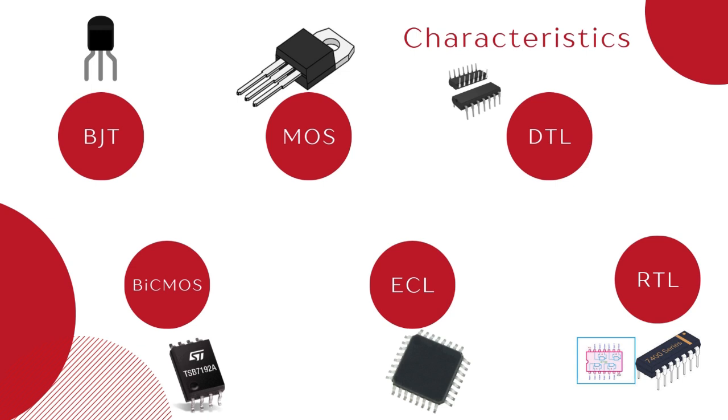RTL, resistor transistor logic. RTL was one of the earliest forms of logic circuits, using resistors and transistors to perform logic operations. RTL circuits consume a significant amount of power due to the resistors and are very slow compared to modern technologies. The integration density is also very low, which limits the complexity of circuits that can be built with RTL.